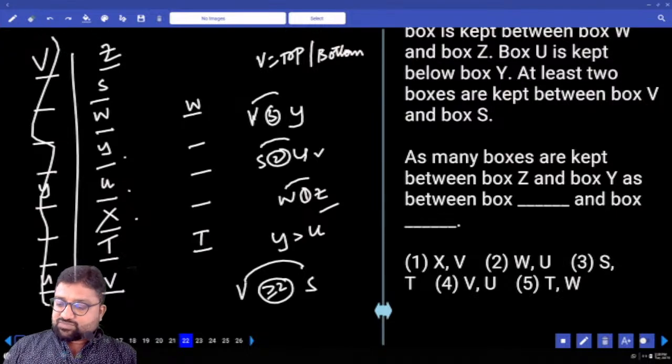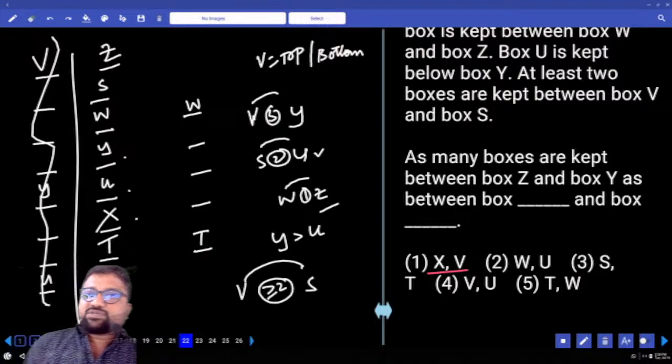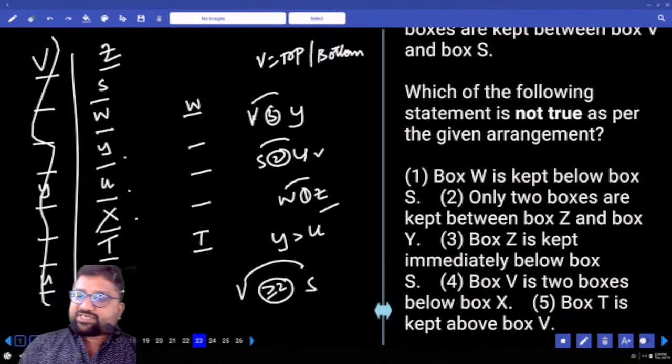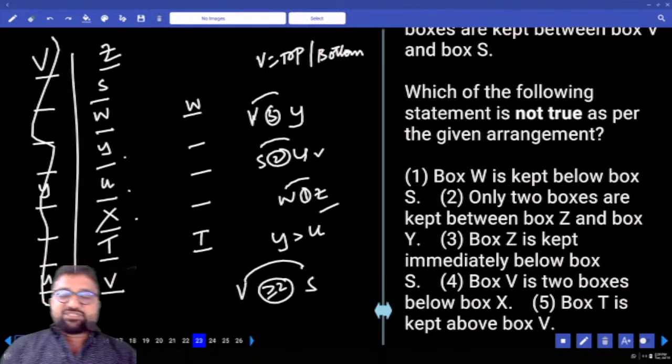Explore the options. X and V, do you see 2 boxes? No. W and U? No. S and T? No. V and U? Yes. How many? 2 boxes. 23rd, which of the following statement is not true as per the given arrangement?